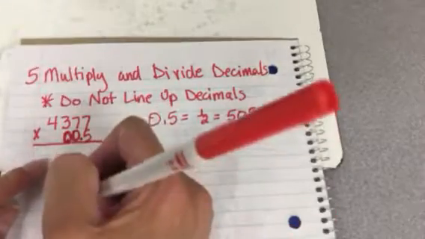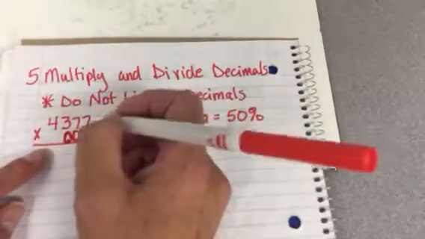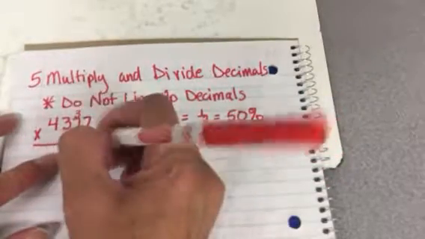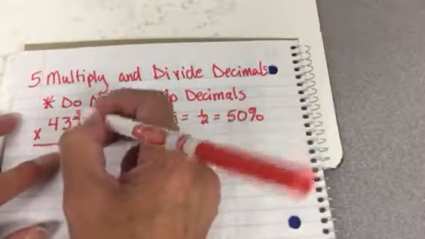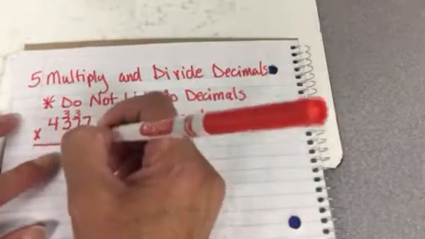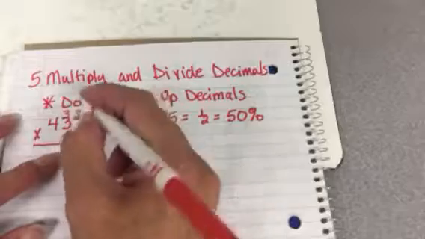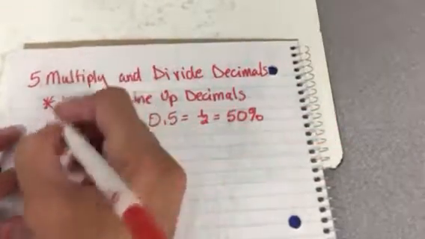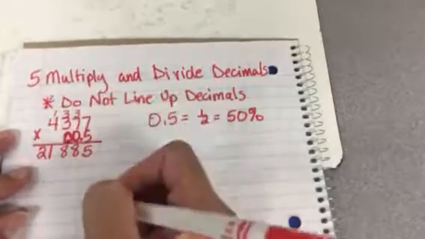Okay, so we are going to multiply just like normal. 7 times 5 is 35. 7 times 5 is 35 plus 3 is 38. 5 times 3 is 15 plus 3 is 18. And 5 times 4 is 20 plus 1 is 21.